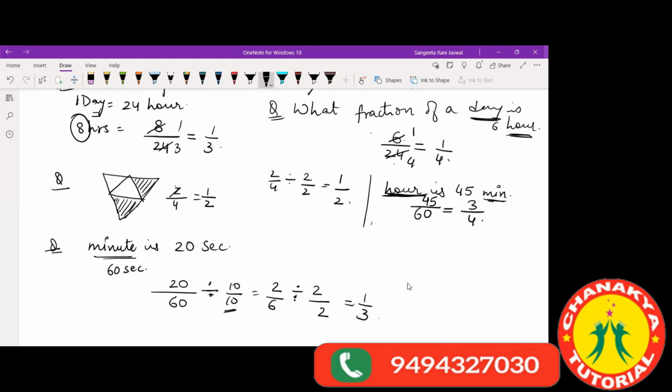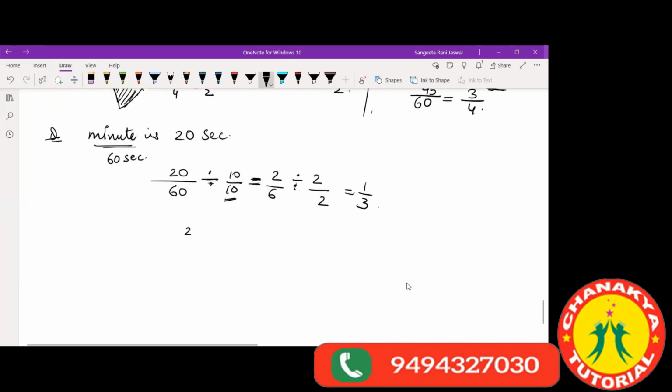I'm showing you step by step. Otherwise, I could have directly divided by 20, but I'm not taking big numbers. Do it with small numbers so that you don't make mistakes. Once you are thorough with the concept, you can take big numbers. When you have zeros in both, in short you can cancel the zeros, just to make your calculation easy.